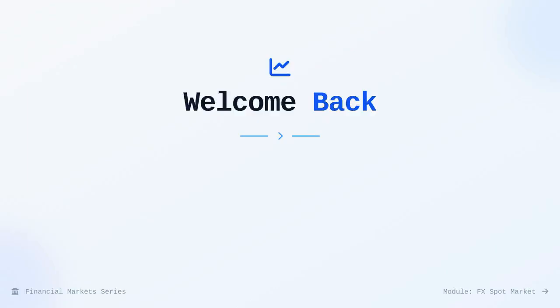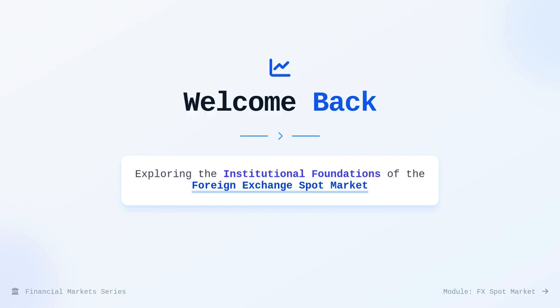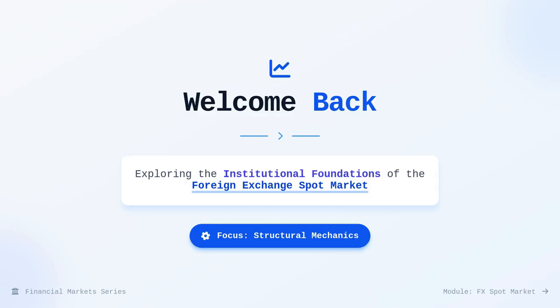Welcome back to our journey through the financial markets. In this lesson, we will begin exploring the institutional foundations of the foreign exchange spot market, specifically focusing on its structural mechanics.